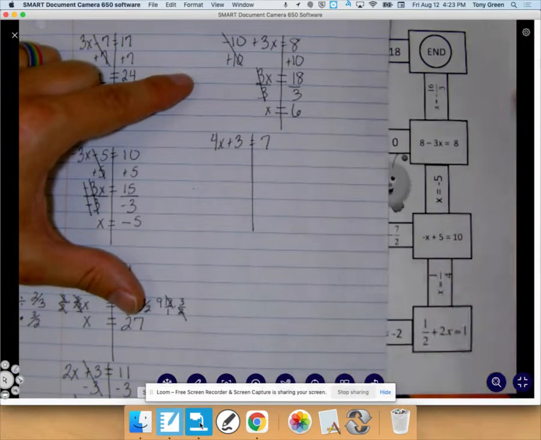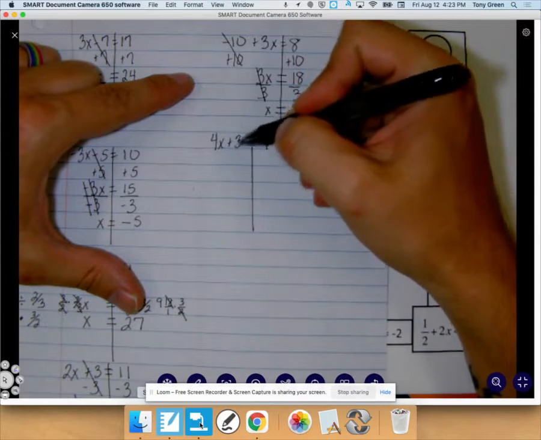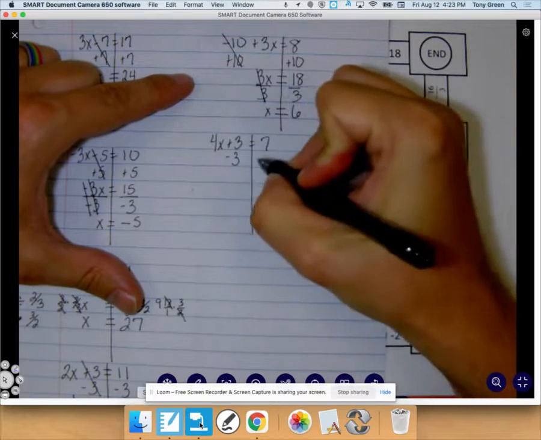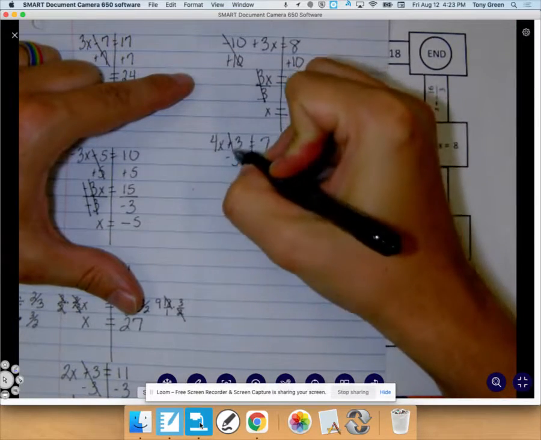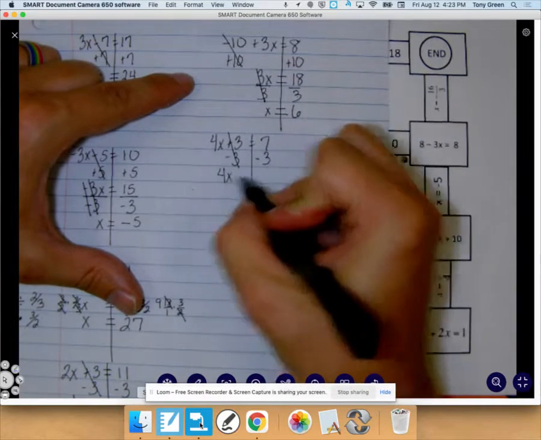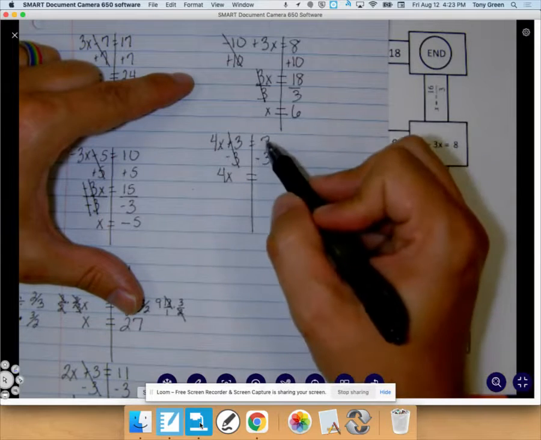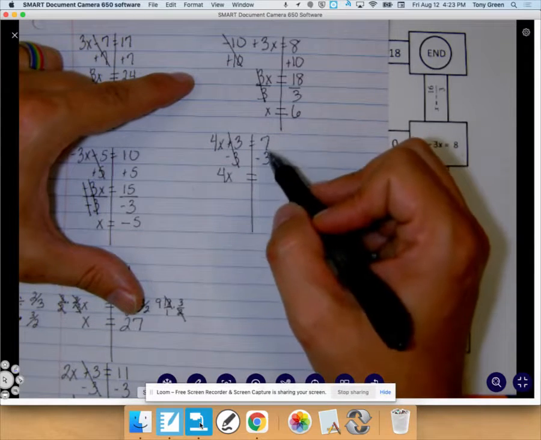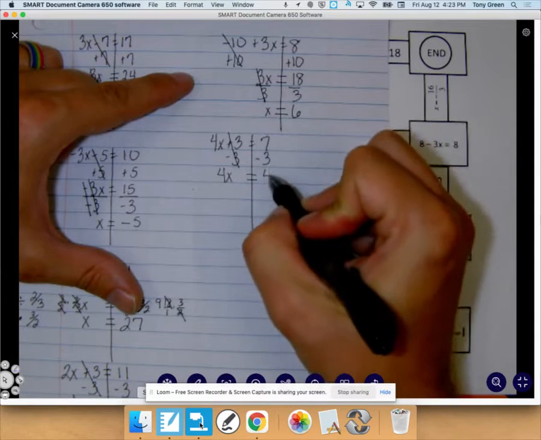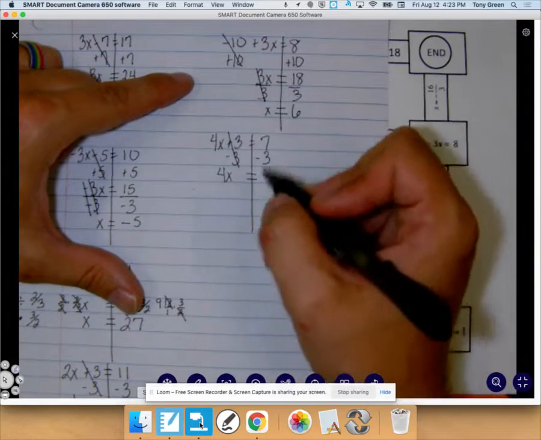Inverse operations or opposite operations. 3 is by itself, so we're going to get rid of that first. The opposite of a plus 3 is minus 3 on both sides. So those cancel out. Bring down your 4x. Bring down your equal sign. We got to combine 7 and negative 3. We have more positives, so it's going to be positive. Positive 7 and negative 3, we have 4 positives left over after those cancel out 3 of them. So we got 4x equals 4.